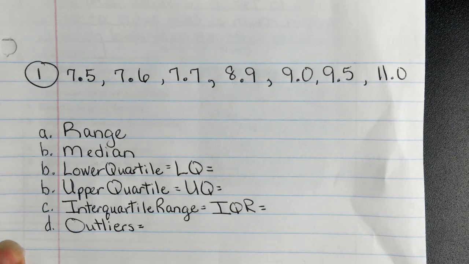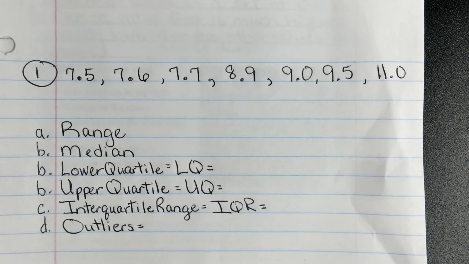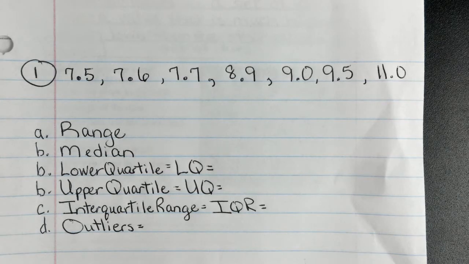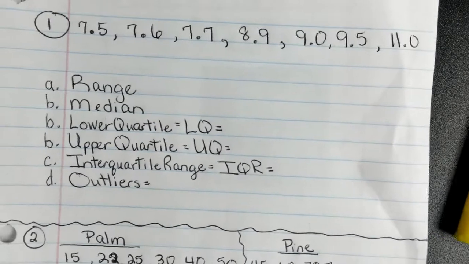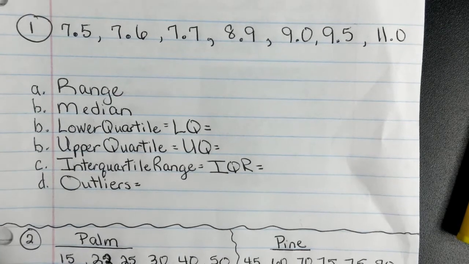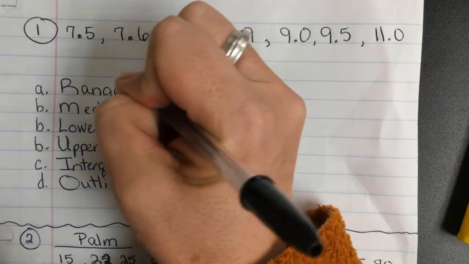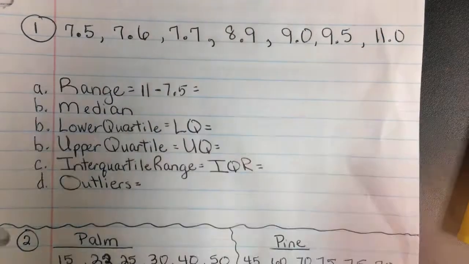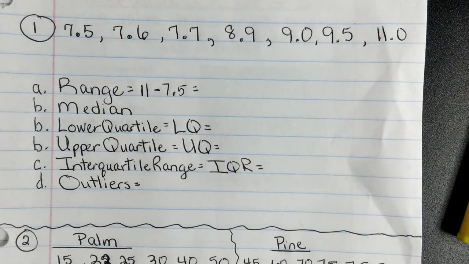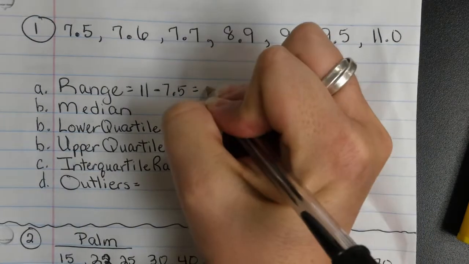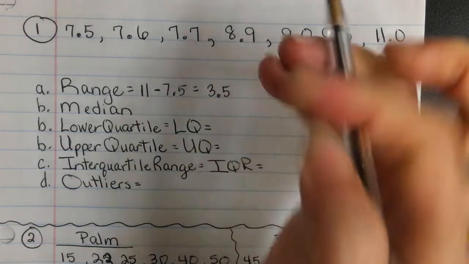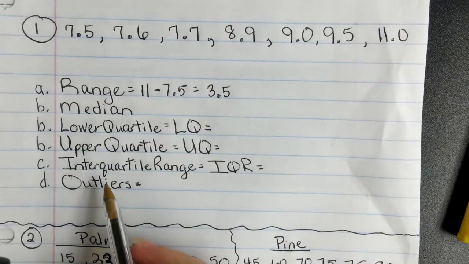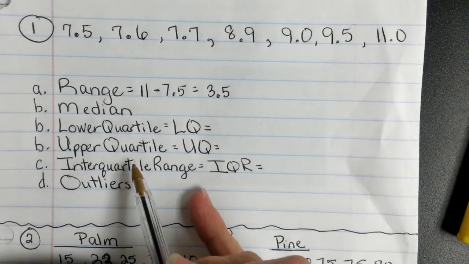Okay. Now, we've already done some of this. This is like range. Here we go. We know that the range should be the largest minus the smallest. So if I literally take 11 and I subtract 7.5, my range is 3.5. So that is 3.5 for the range. You should be writing this down with me.